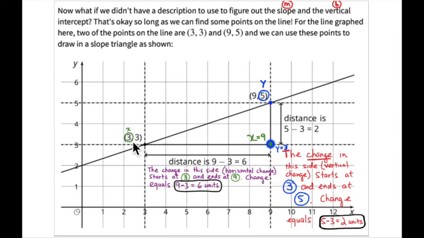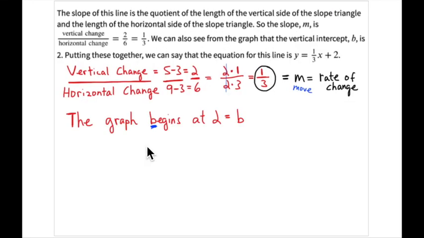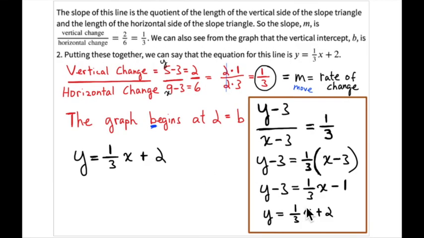If they give you an x-coordinate of 3, 1/3 of 3 is 1. So you're going to be at this 1 right here. But then you have to add 2 more units, which is the beginning amount, to get to this 3. So whatever x is, you take 1/3 of that value, and then you have to add the 2 units along the y-axis to get to the y coordinate.